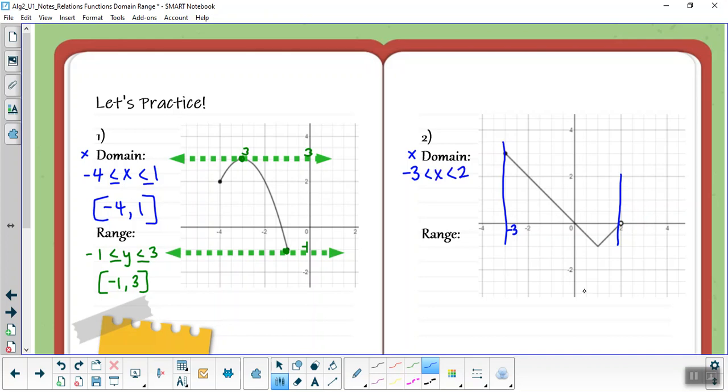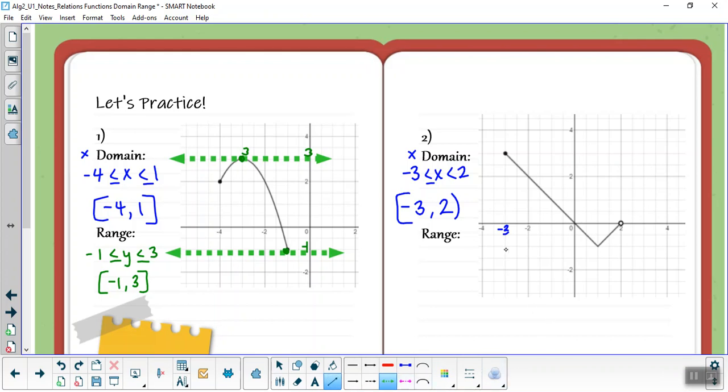Domain are x values. So I'm going to erase my line so we can see the dots. At -3, we have a closed circle, so it is an equal to. And then at 2, it is an open circle, so we can just leave it. Now if I wanted to write interval, I would say -3, comma, 2. -3 would get a bracket, 2, parenthesis.